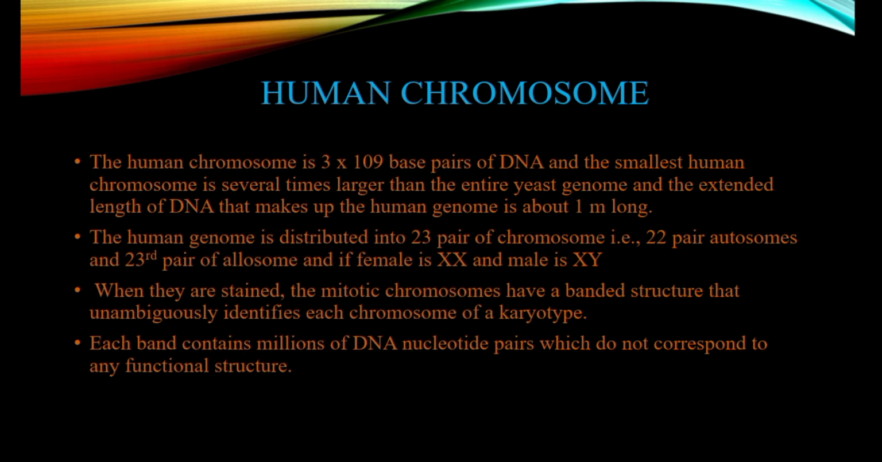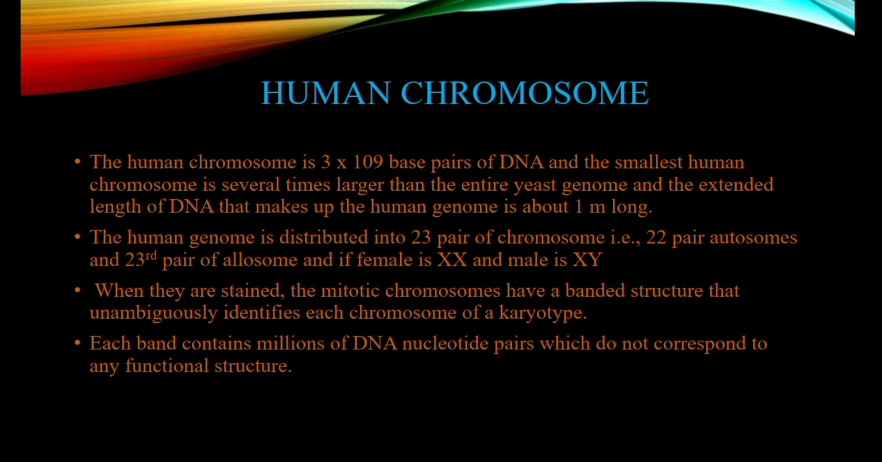And as we all know, human chromosomes are 23 pairs. 22 pairs are autosomes, and the 23rd pair is a sex-determining or gender-determining chromosome, also known as the allosome. If XX is present, then it is a female, and XY, which is heterozygous, is male.